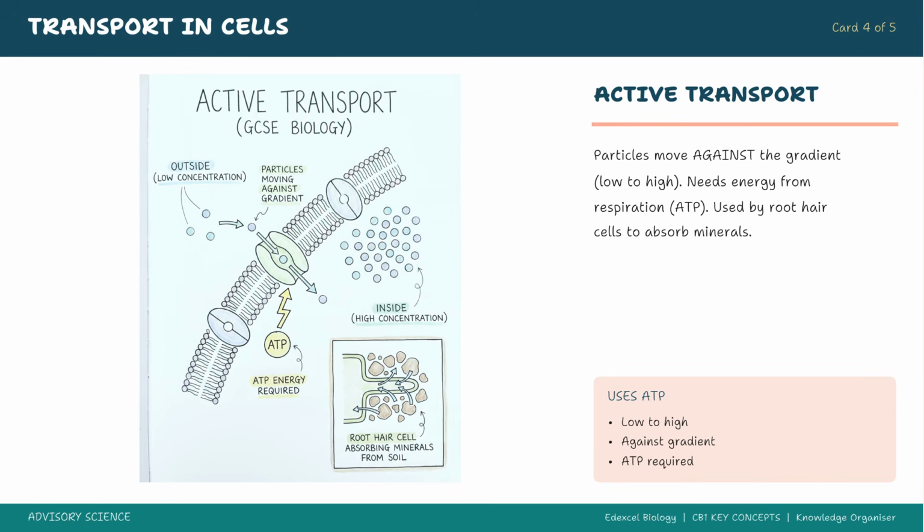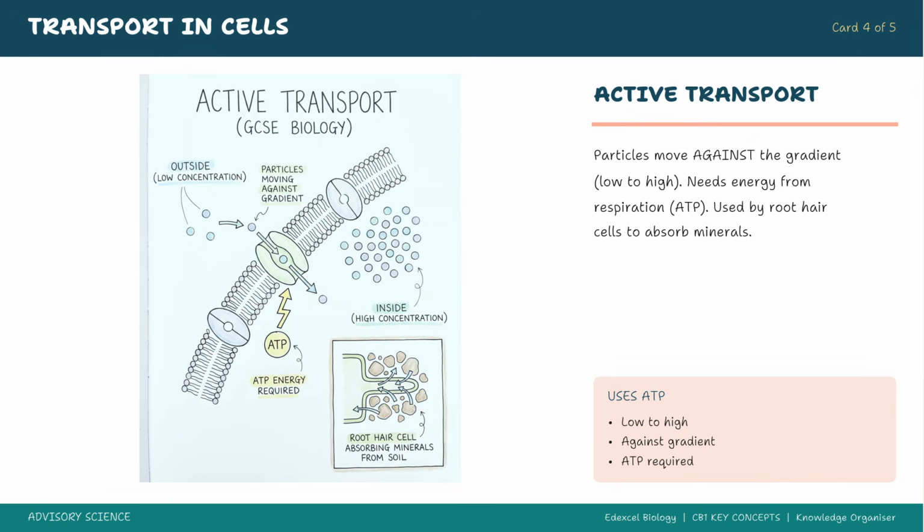At the root hair cells, there is a lower concentration of these mineral ions in the soil than inside the root hair cell already. The plant needs to move mineral ions from a lower concentration in the soil to a higher concentration inside the cell, and this is against the concentration gradient. The plant uses active transport, and this requires energy from respiration to move the mineral ions into the root hair cell.